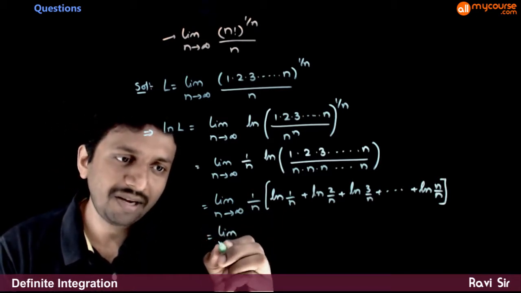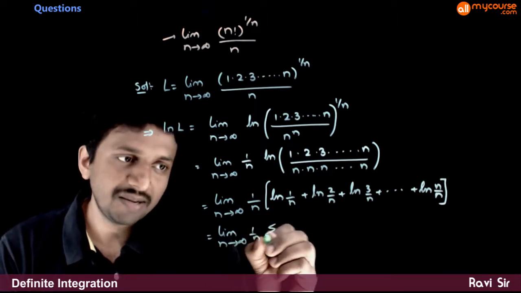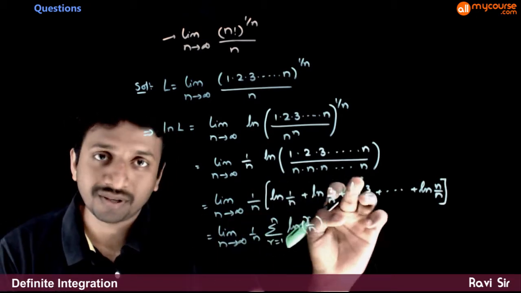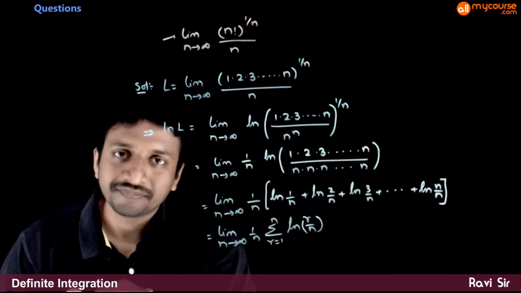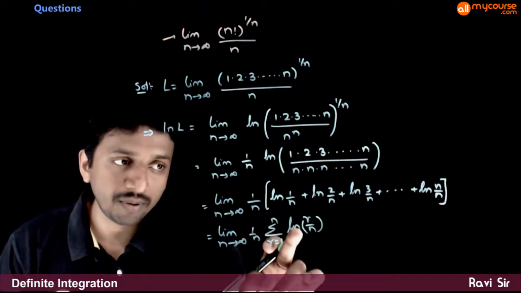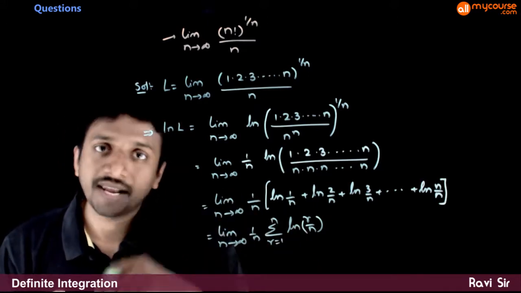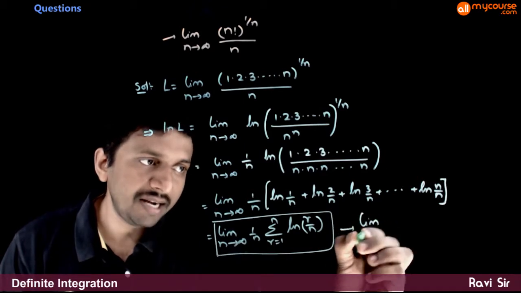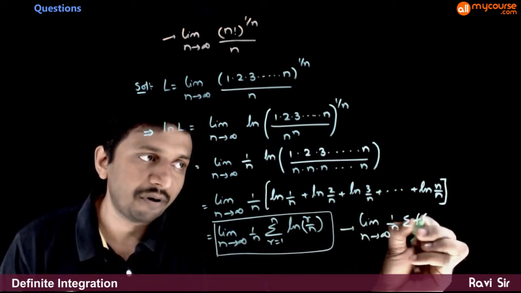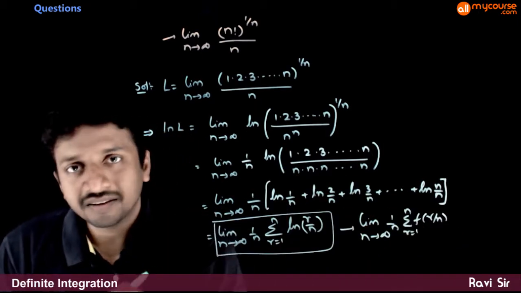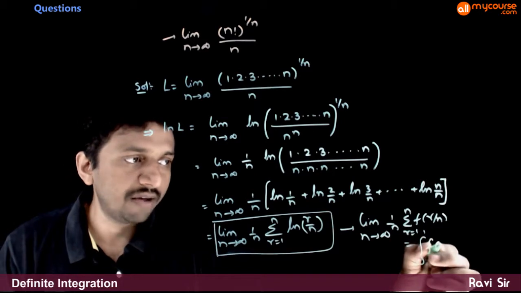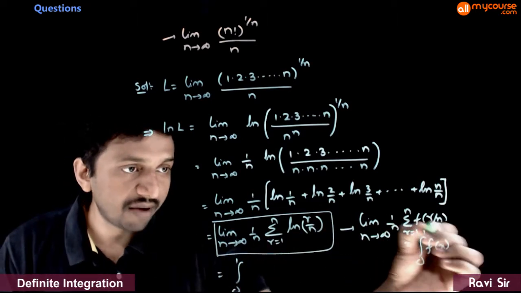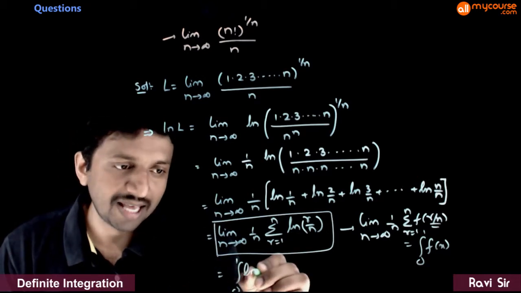That is equal to limit n tends to infinity 1 by n sigma r equal to 1 to n ln of r by n. This r is going from 1, 2, 3, so on up to n. The denominator is always equal to n. So 1 by n sigma r equal to 1 to n ln r by n. Now as you can see, this is of the form limit n tends to infinity 1 by n sigma f of r by n, r going from 1 to n. We know that this is equal to the integration from 0 to 1 of f of x. F of x means wherever you have r by n, you just need to put x. So this becomes integration 0 to 1 of ln x dx.